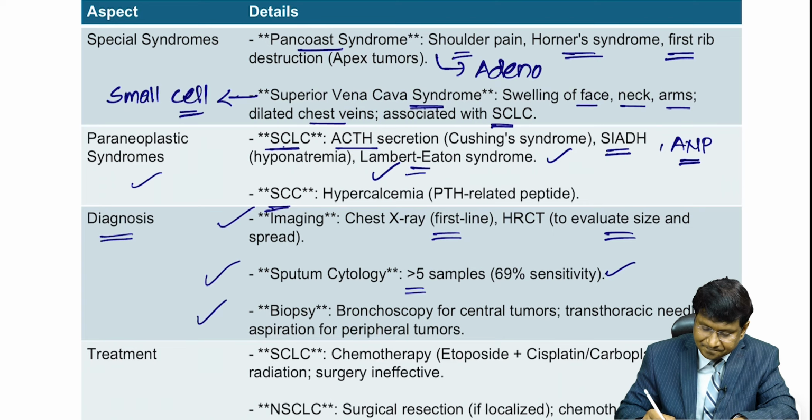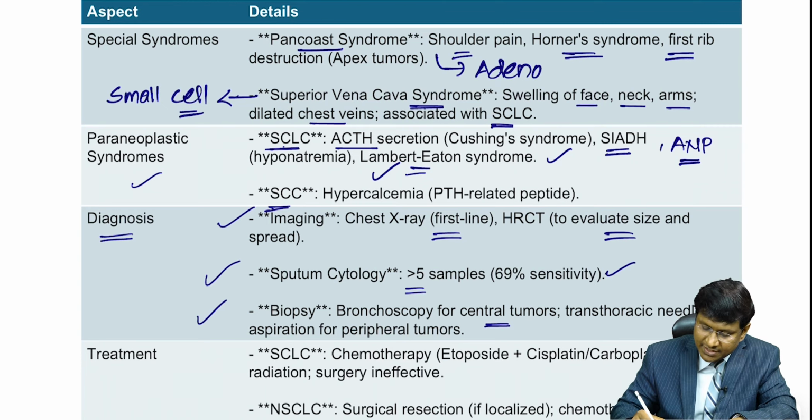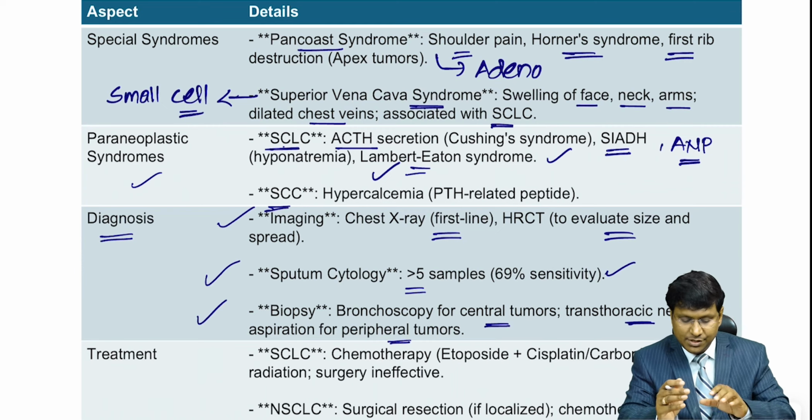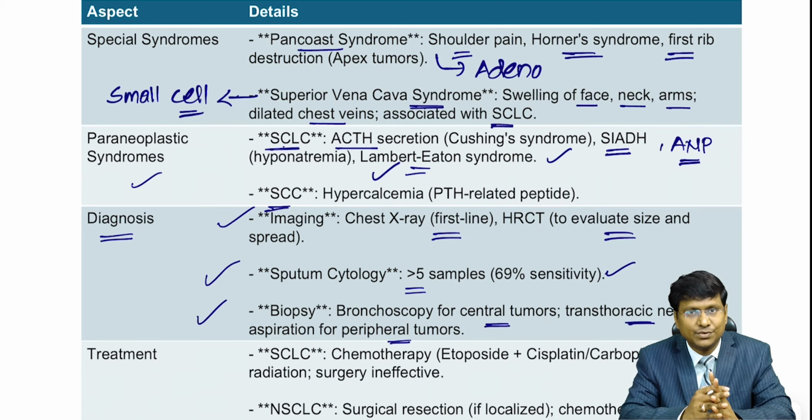So when you do a biopsy of the central tumor, you will be able to visualize the malignant cells. The next one is transthoracic needle aspiration, which has to be done for the peripheral tumors. So this is about the diagnosis. The investigation of choice is bronchoscopy plus biopsy. That is how you need to do the diagnosis. That is the investigation of choice.